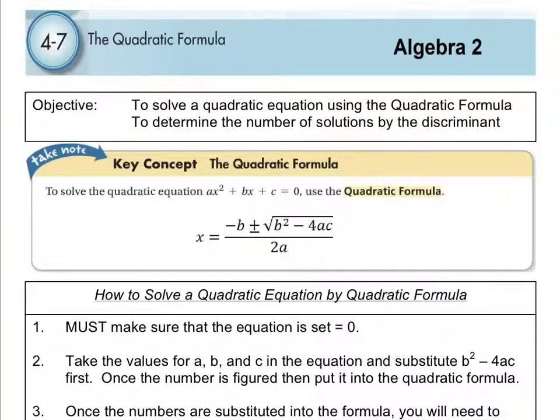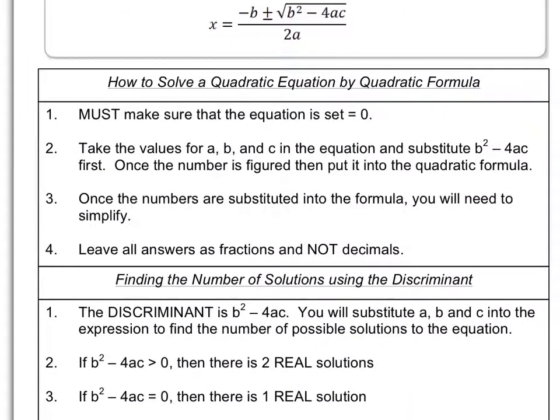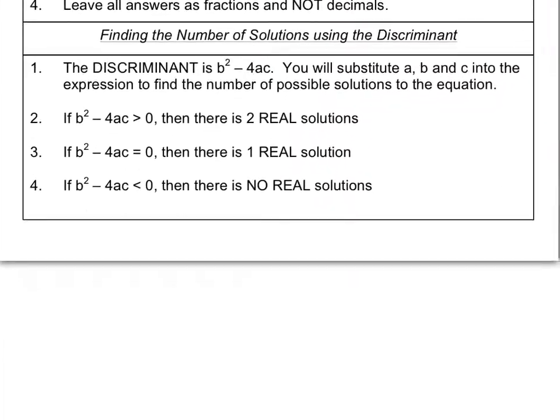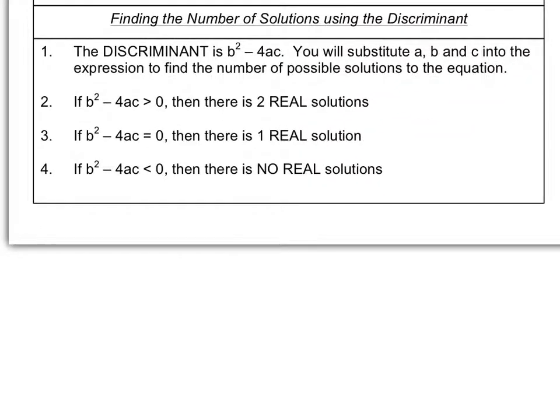Okay, now I'm going to come back to these parts of the notes, how to solve with the quadratic formula. I want to go through this part first, and it's finding the number of solutions using the discriminant. The discriminant is b squared minus 4ac, this little expression right here. B squared minus 4ac is what we call the discriminant. You will substitute a, b, and c into the expression to find the number of possible solutions to the equation.